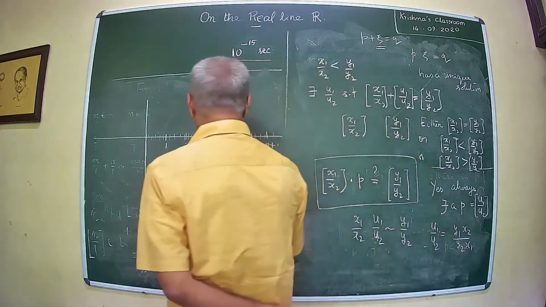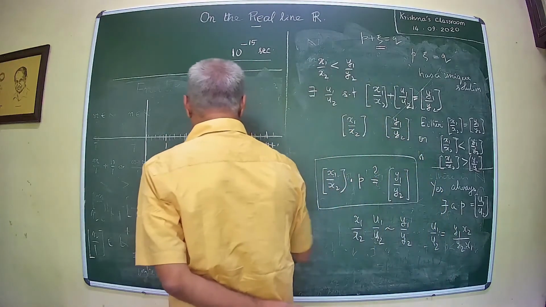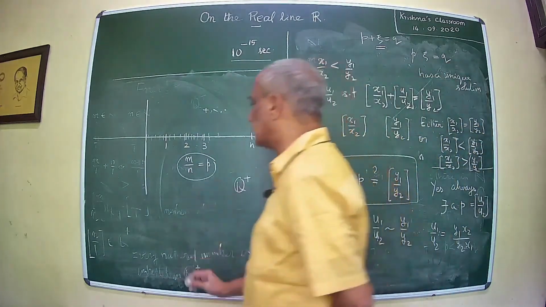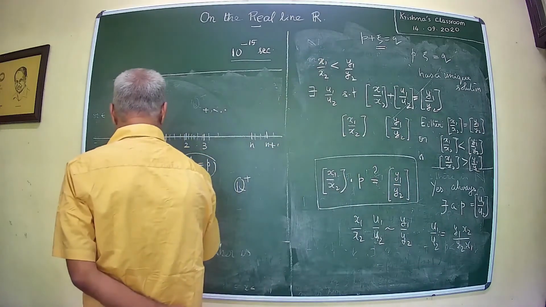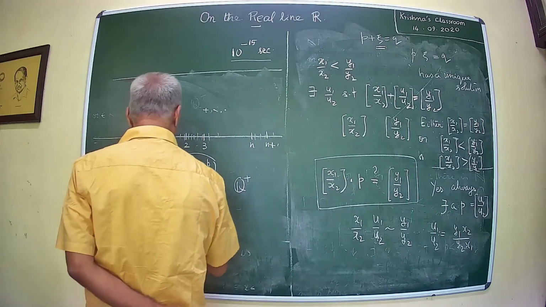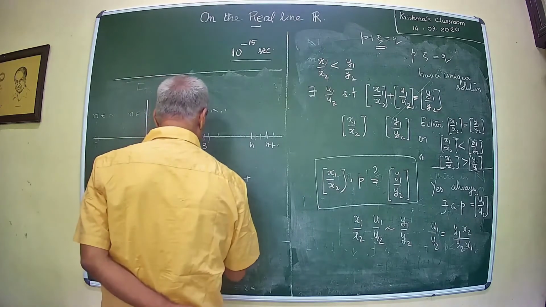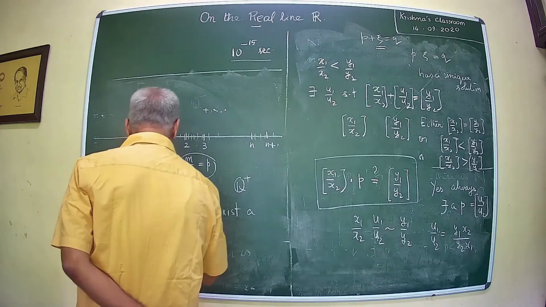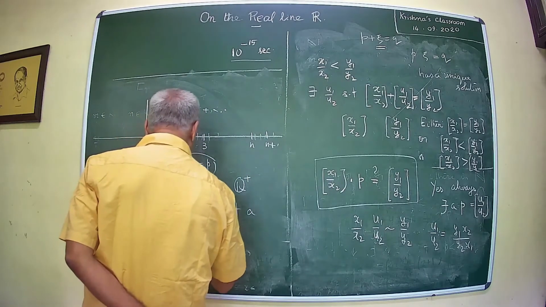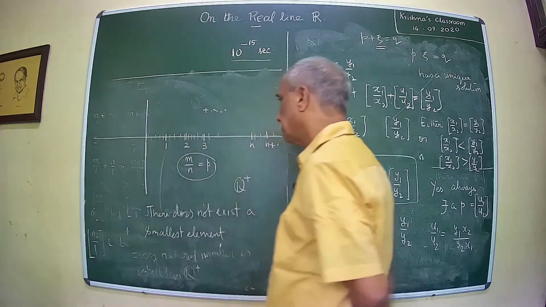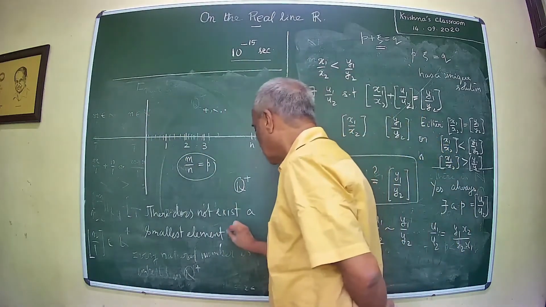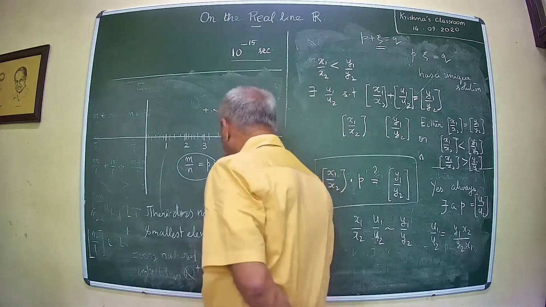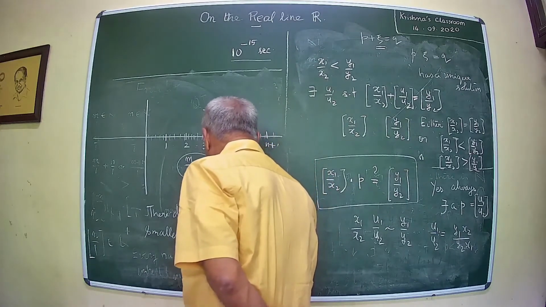But suppose you take Q plus. What is the smallest element? There does not exist a smallest element in Q plus. Why? Because suppose there is a smallest element, then this is of the form x1 by x2.